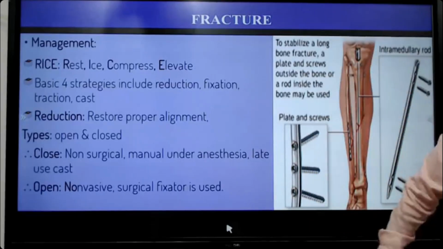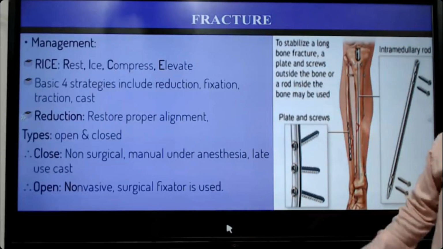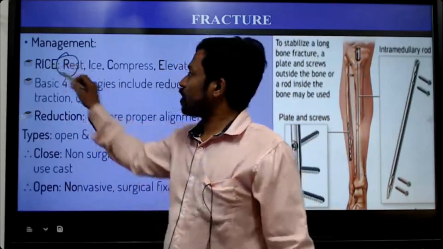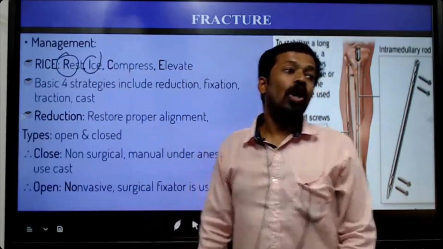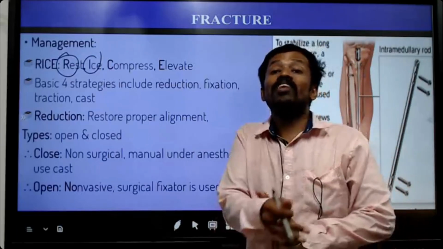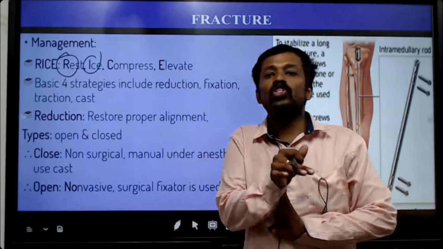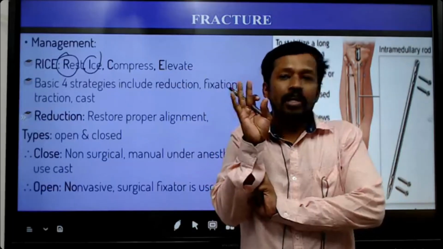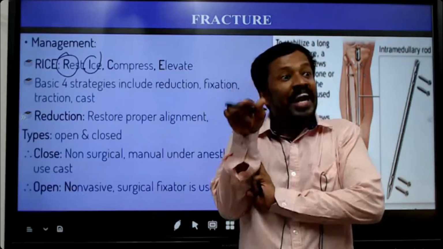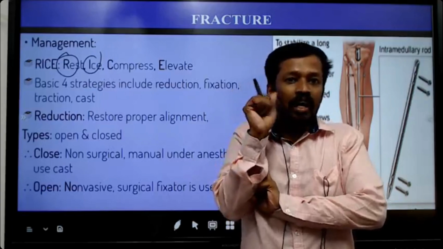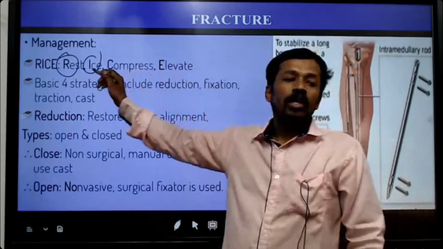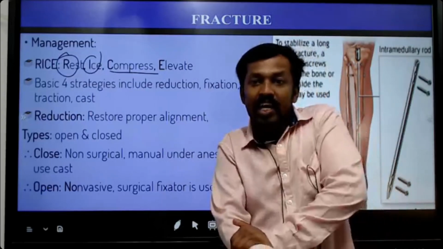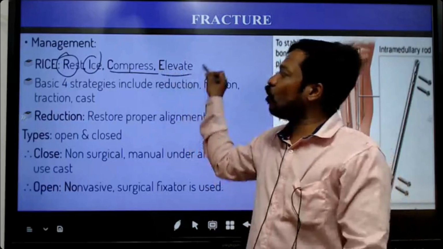Okay, fine. So what is the management? First one is RICE. What is RICE? R for rest. I for ice or cold application. Why? To prevent the edema, to stop the bleeding, to provide vasoconstriction and to manage pain. So for all these things, we give ice or cold application, and C for compression. Now there is bleeding, what to do? Apply pressure. And E for elevate.